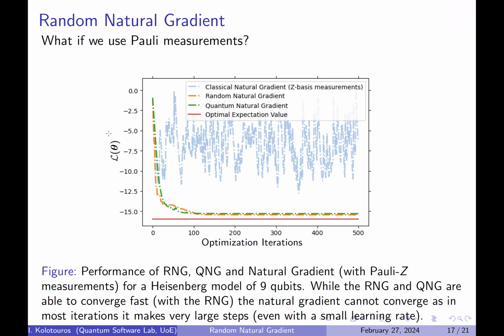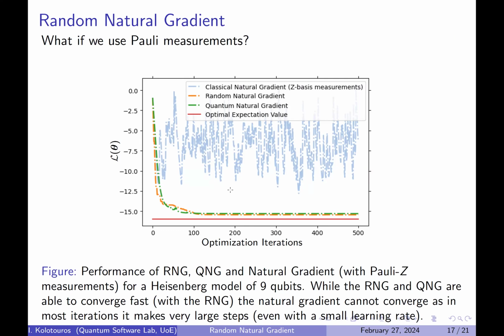For the classical natural gradient with Z basis measurements, when you say Pauli Z measurements, how does it look for general arbitrary random Pauli strings instead of just Pauli Z? Is it a little better? It's the same thing. Sometimes you may find one Pauli matrix where things work a bit better, but you would still not converge to the point that the quantum natural gradient and the random natural gradient converge. You would end up in a suboptimal minimum. You have this kind of problem.